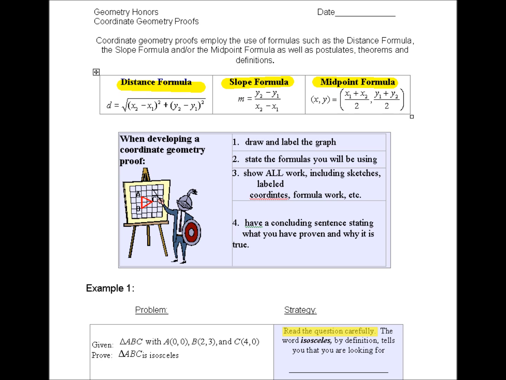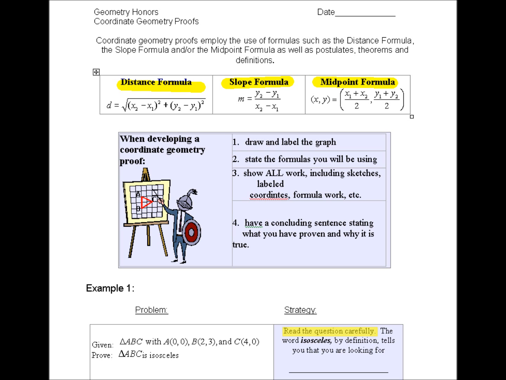So this note sheet really just gives you a guideline for what you should be doing as you go through your coordinate geometry proofs. So let's take a look at what it says. When developing a coordinate geometry proof, number one, draw and label the graph. State the formulas you will be using. So I would write like midpoint formula or slope formula, or you could just write, I'm finding the midpoint. But usually to have the formula there does help you.